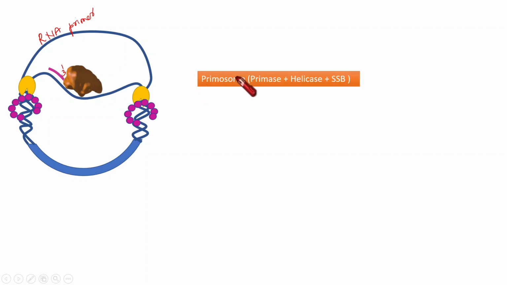Okay. And one more term we need to understand, primosome. What is primosome? We give that name to the complex that consists of the primase enzyme, then the helicase enzyme, and also SSB protein. SSB protein means single strand binding protein that we have already seen in the former slide. So all these three together we can call a complex called primosome. So we should be familiar with that term also. If any such question comes in the examination, we need to write it.